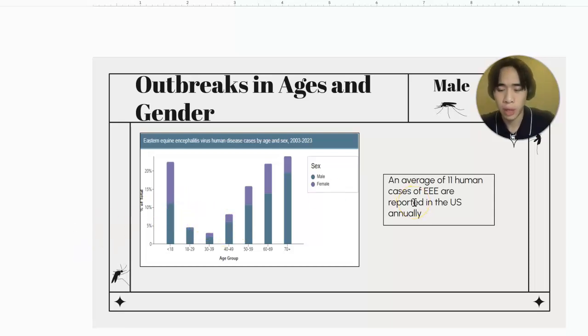And I looked up how many cases per year in the US we experience, and I saw that an average of 11 human cases of triple E are reported in the US annually. That's kind of a lot, but I don't really hear that in Texas. Hopefully it stays that way.